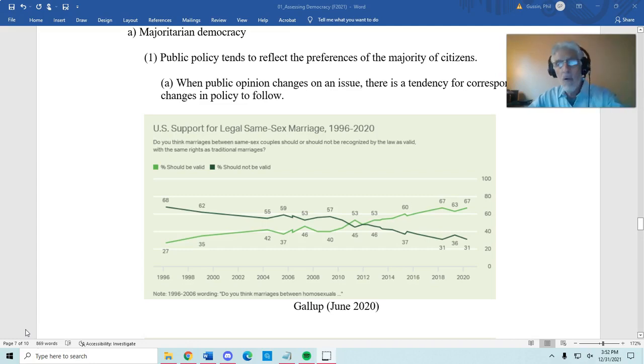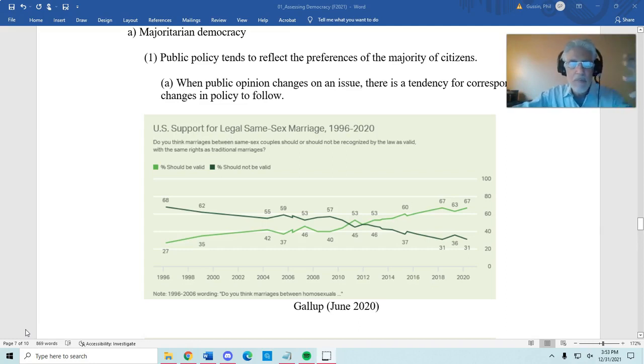Now, if you look to the far right of this graph, you'll see that it's basically completely reversed. In 2020, when Gallup asked this question, 67% said that the marriages should be valid, and only 31% said that they should not be. So here's a good test for the proponents of majoritarian democracy. They would argue that if you see changes in preferences like this, government policy should follow. And in fact, in many ways, that's exactly what happened.